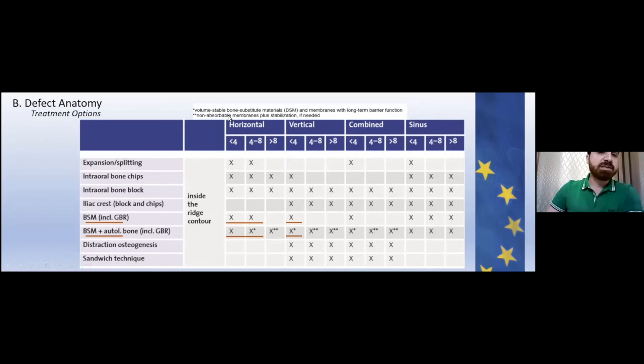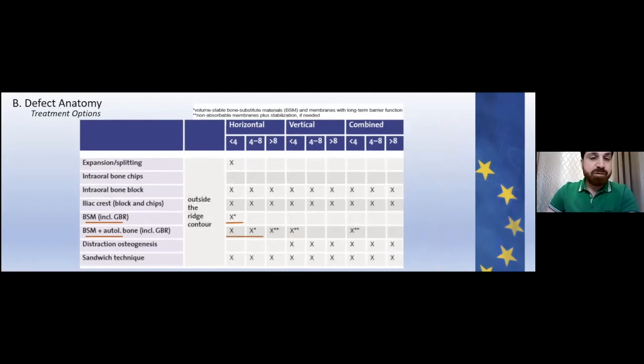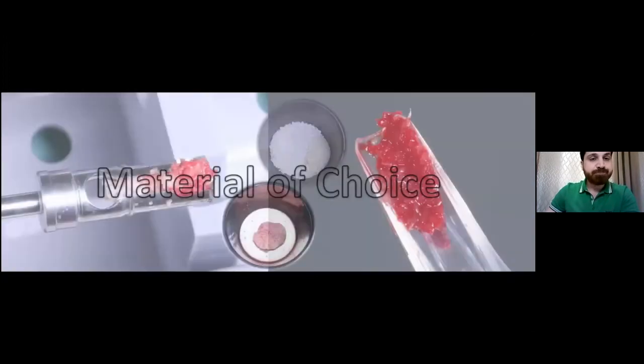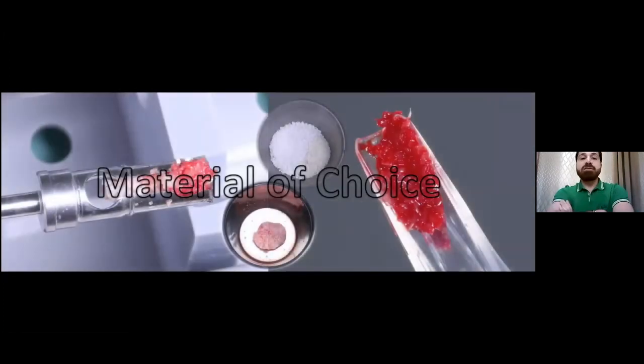Usually I go with stabilization in all cases, but here they mention some of the treatments that are not with a stabilization membrane. So this is for the mandible, and the one before was for the maxilla. And the second thing, let's sum up: we're going to talk about the defects that are around 4 millimeter, more or less 4-5 millimeter or less than 4 millimeter. What are the materials of choice? I'm not going to go through all of this because it's going to be more practical.